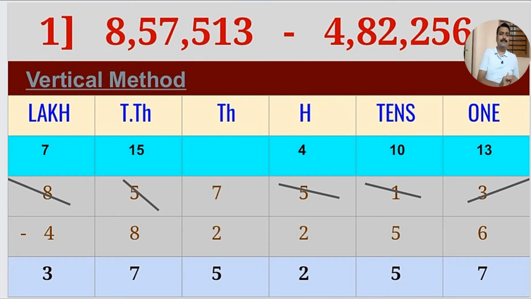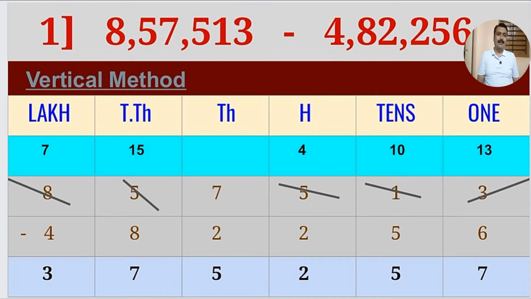So 0 minus 5 again not possible. So to continue that subtraction, again we take one carry from the next 5 at hundreds place. So by taking that 1, we get a 2-digit number there, 10. So from that 10, now we subtract 5 here. So 10 minus 5, we get 5 there.